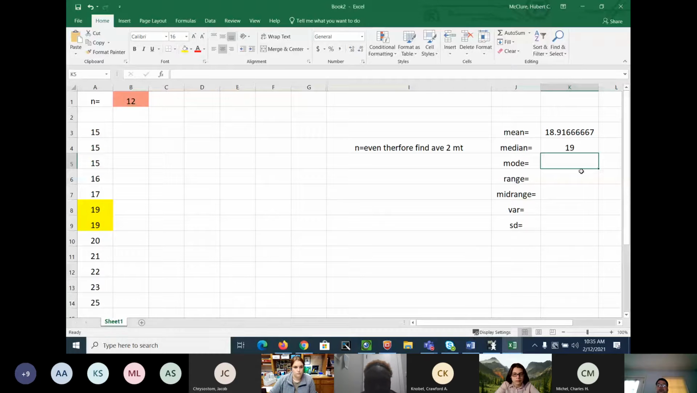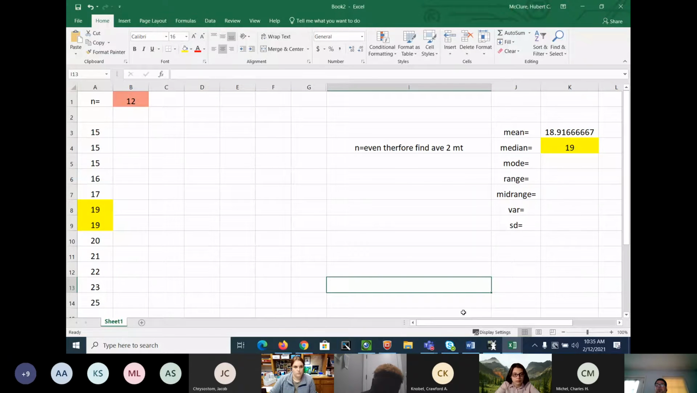How come it's not 18.5? What did you get for 18.5? Because 19 plus 19 is 38, and half of 38 is 19. Oh, you're thinking of the midpoint. You're thinking of the frequency distribution. Okay. Don't think about that.